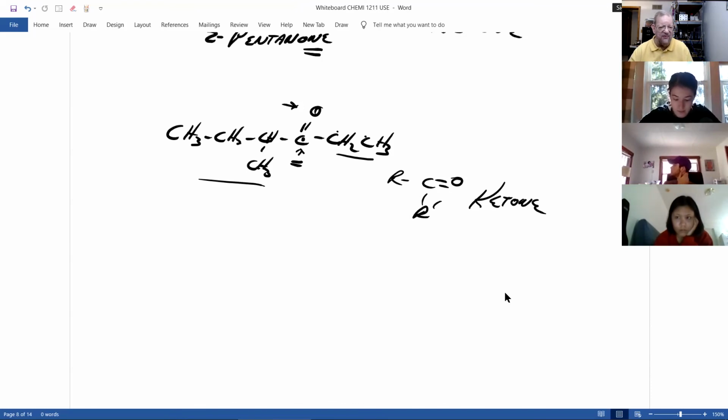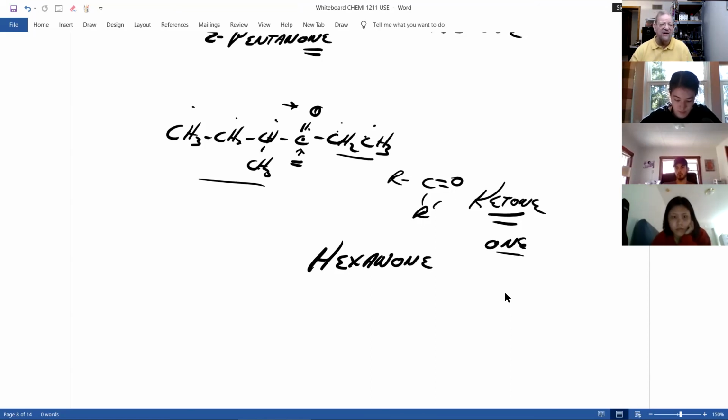Well, 1, 2, 3, 4, 5, or 1, 2, 3, 4, 5, 6. And I think 5 is less than 6. 6 is the longest chain, hexane. It's a ketone, which has an ONE ending. Therefore, I drop the E and add ONE. Now, what carbon is it on? If I start numbering from this side, it's on carbon 3. If I go the other way, it's 4.